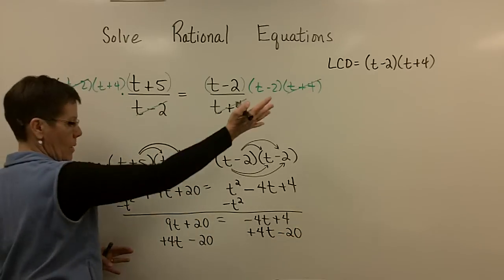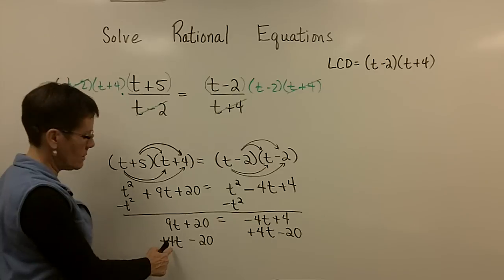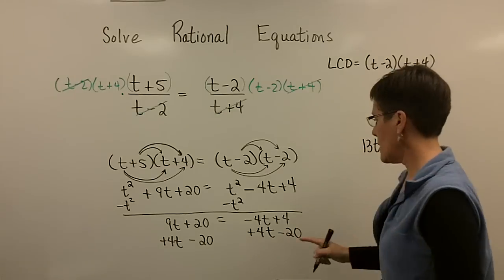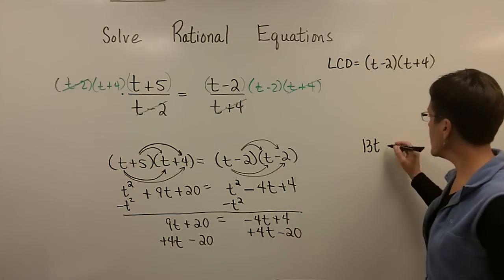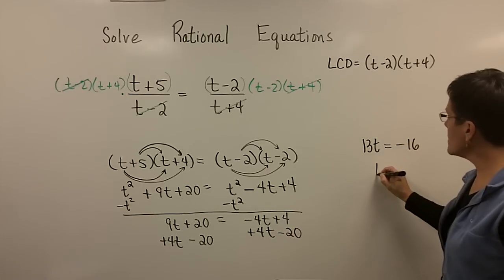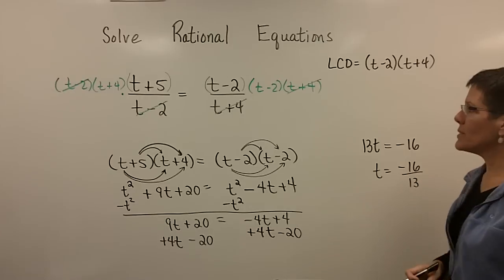And I'm going to take this up over here. So 9t plus 4t is 13t. And then 4 minus 20 is a negative 16. And then when I divide both sides by 13, I get a solution of negative 16 over 13.